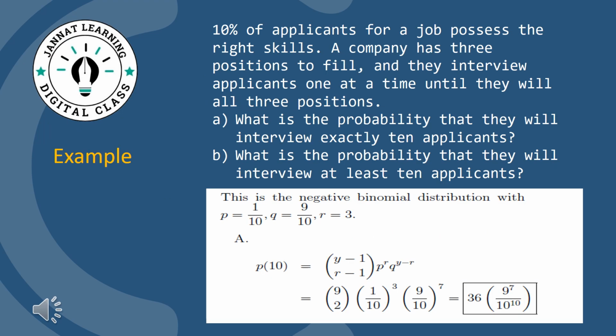10% of applicants for a job possess the right skills. A company has 3 positions to fill, and they interview applicants one at a time until they fill all 3 positions. A. What is the probability that they will interview exactly 10 applicants? B. What is the probability that they will interview at least 10 applicants?